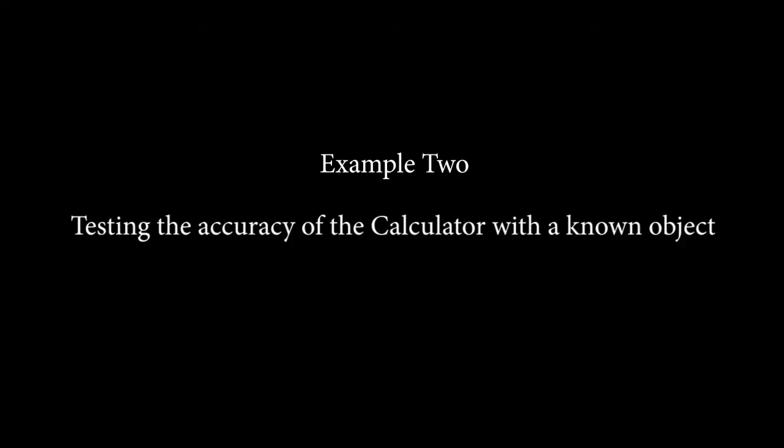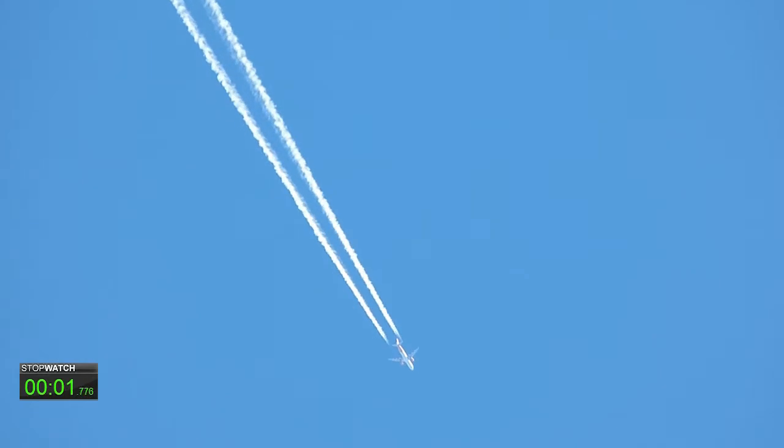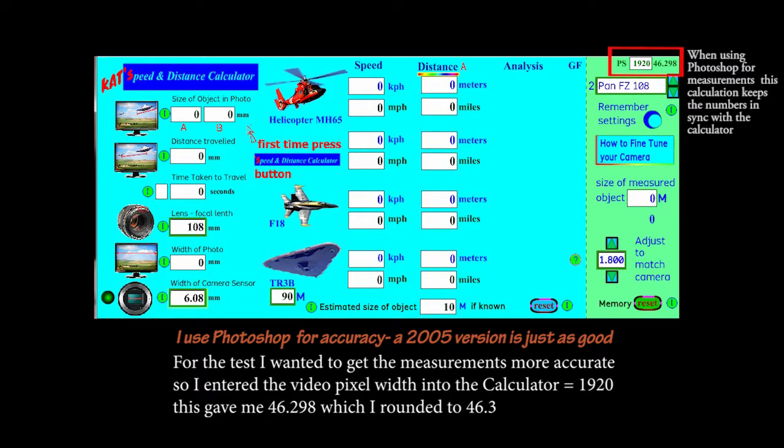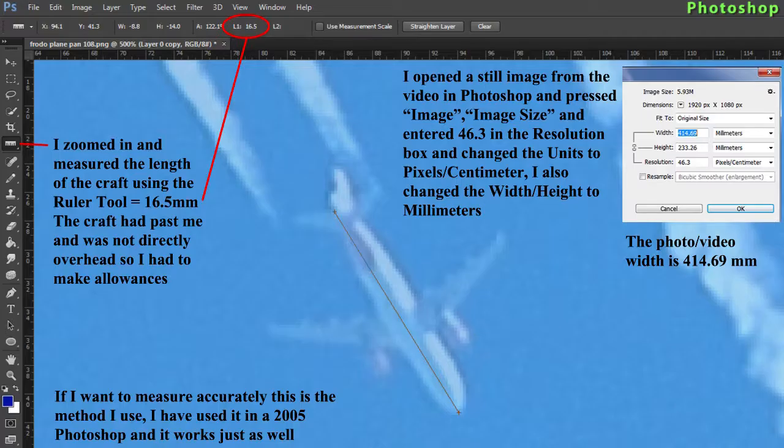Testing the accuracy of the calculator with a known object. For the test, I wanted to get the measurements more accurate, so I entered the video pixel width into the calculator, 1920. This gave me 46.3. I captured a still image using the free program SM Player and opened it in Photoshop.